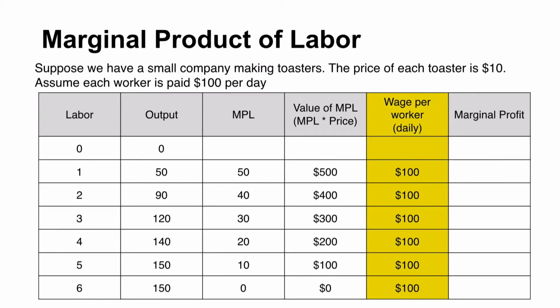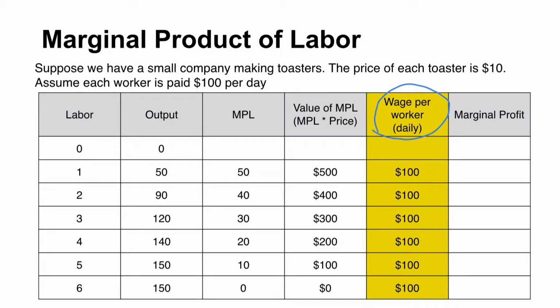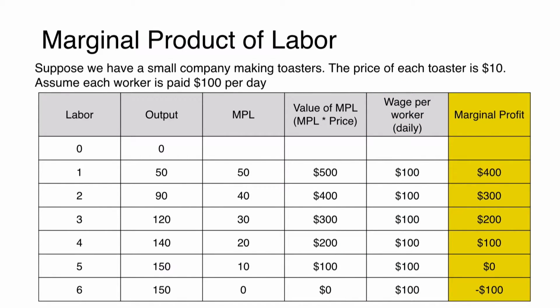Now, recall also that each worker is paid $100 daily. So, with each additional worker, the cost that he contributes to the firm is that he adds to the firm's cost by $100, because in exchange for his labor and his work, the firm has to pay him. So now, when we look at the comparison between the value that each worker contributes to the firm and the cost of hiring that additional worker, we can calculate the marginal profit.